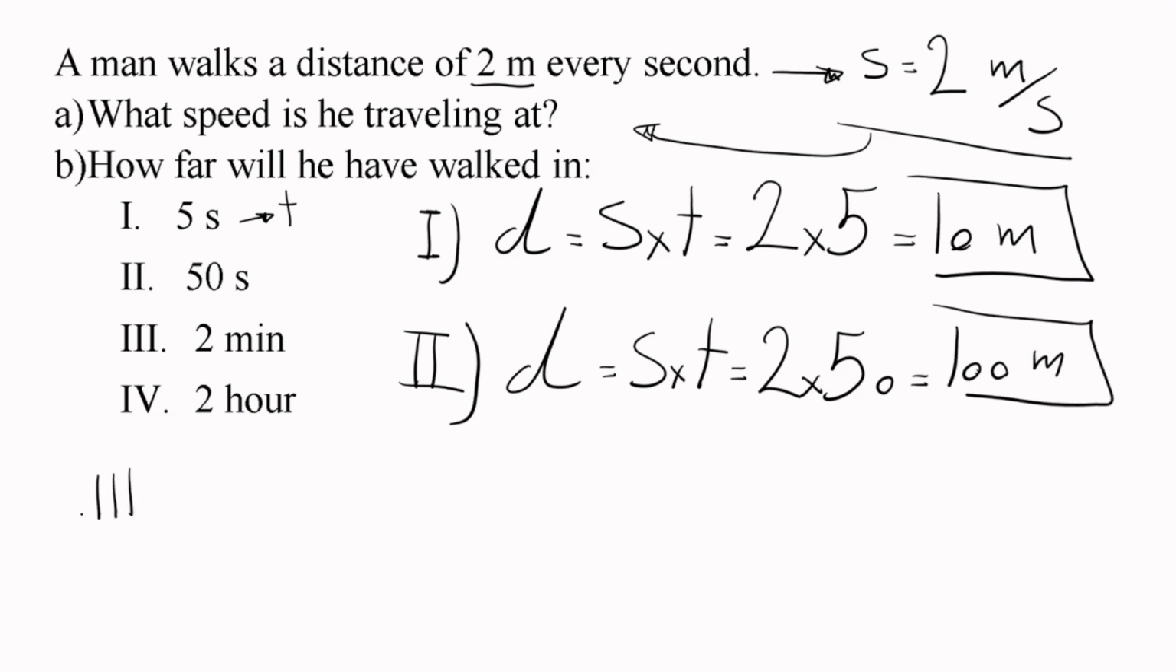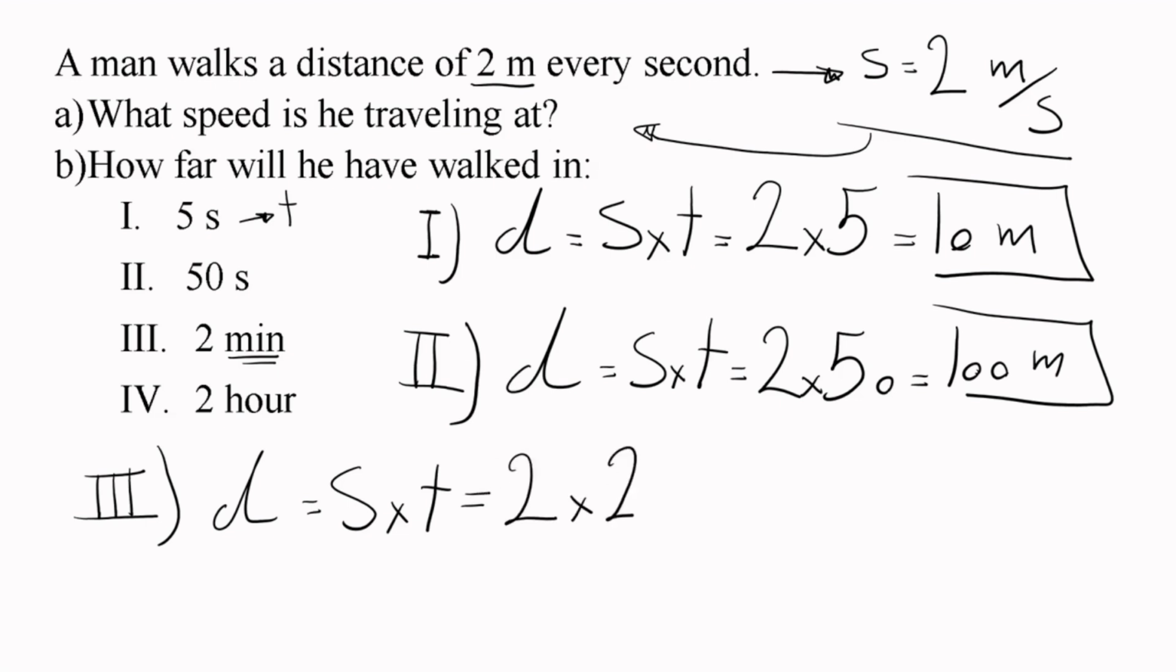The third part, we need a conversion. S times t. Look, the unit of S is meter per second, but here we have the time based on minute. Minute is not acceptable. We do not have meter per minute, okay? So we must convert minute to second. So we have the S, which is 2, and we have 2 minutes.